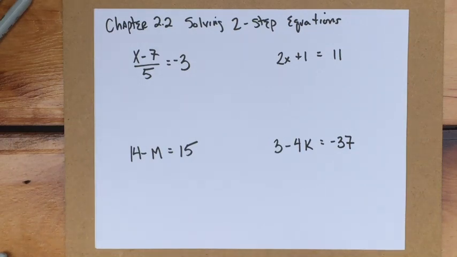Now, there's 4 problems here I have as examples. One of them doesn't really look like a two-step equation, and you might guess which one that might be. When we get there, I'll show you why it's 2 steps, and then I'll extend that one more example.